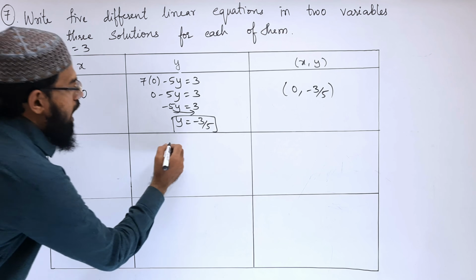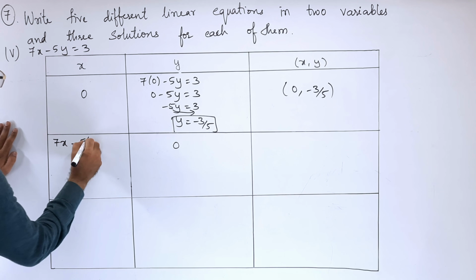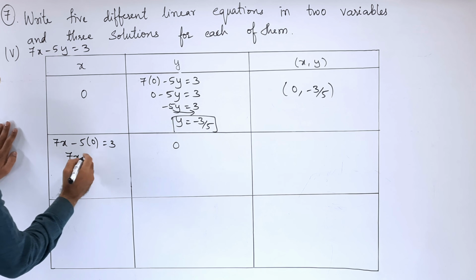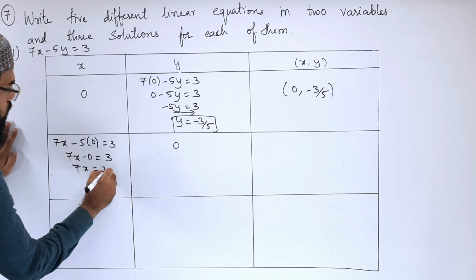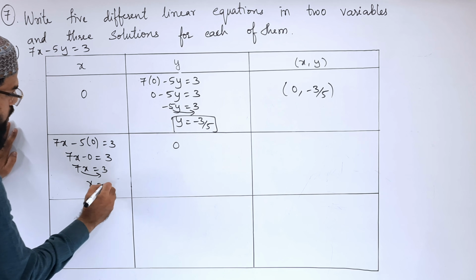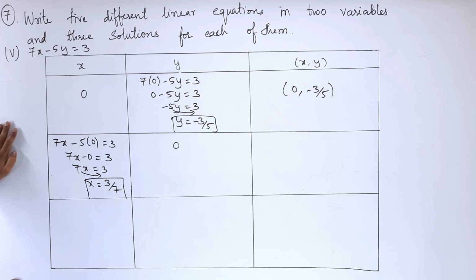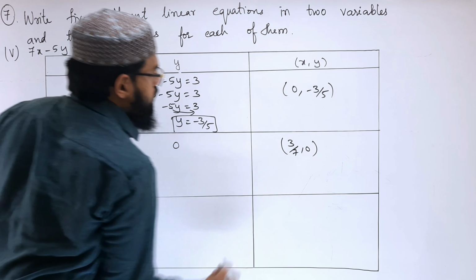Next, let us take y as 0. We get 7x - 5 into 0 = 3. 7x - 5 zeros are 0 = 3. 7x - 0 is 7x = 3. 7 goes down. x = 3 by 7. (3/7, 0).